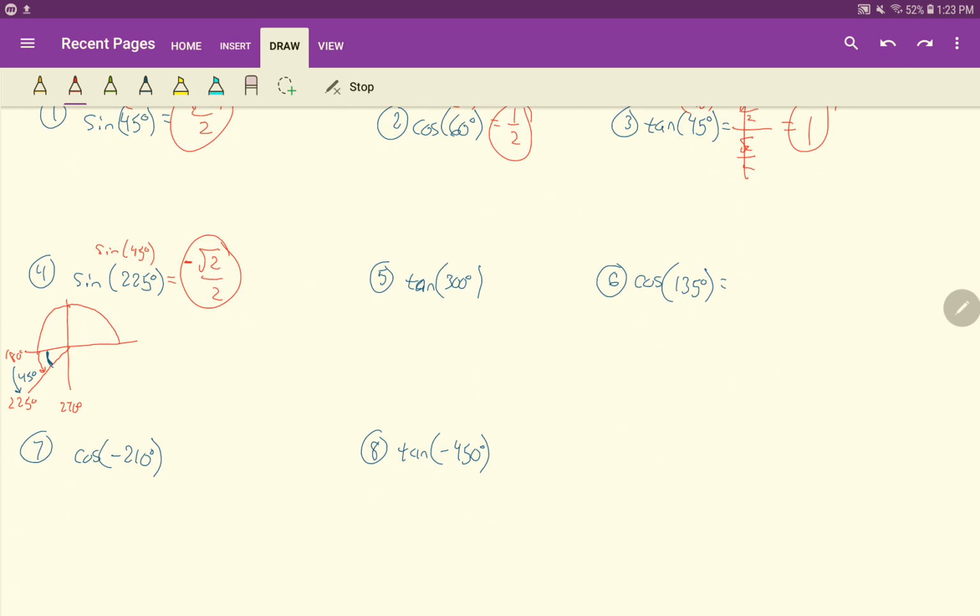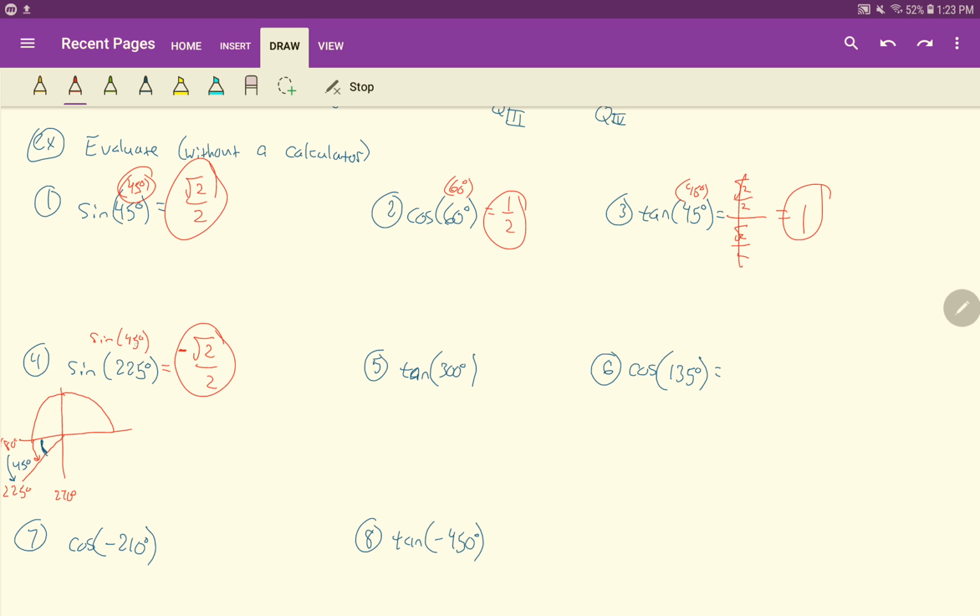You'll notice here also, in 1 and in 4, both of them were asking sine, and both had the reference angle of 45 degrees. Both result in root 2 over 2. The only difference is the sign, whether it's a positive or a negative ratio. So if you have the same reference angle for two angles and you take the sine, cosine, or tangent of them, it'll be the same ratio, the same numbers. Whether it's positive or negative is all that will change.